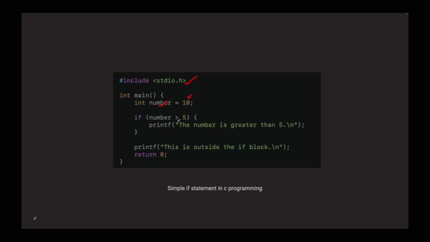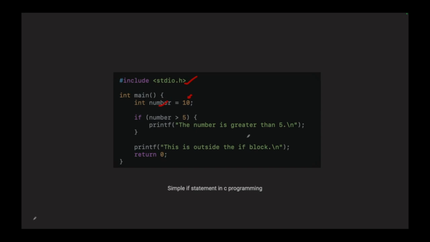If number is greater than 5. Now here, this is a statement. If 10 is greater than 5, from our perspective, it is true. So the statement printf the number is greater than 5 will be printed in our console. If that is not true, that is, if the condition is false, then the statement outside the block will be printed. So this is a quite simple statement in C programming. I think you got this.